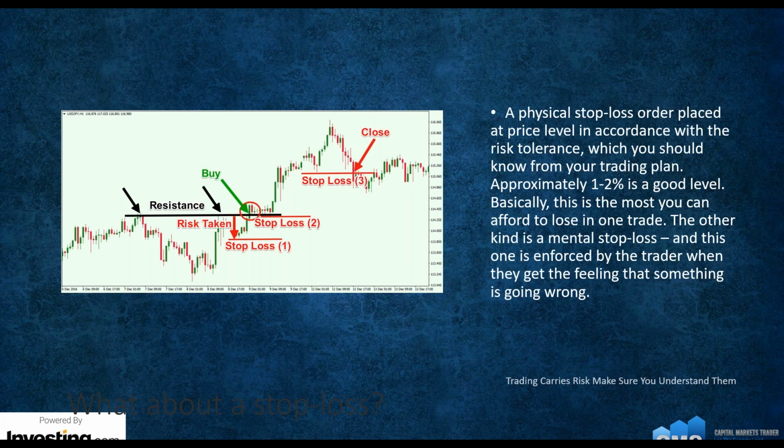Okay. Every trade should have a physical stop loss placed. Yes, you can leave the markets when you have a gut feeling that something isn't going right. We said that earlier. Don't chase them. If the market isn't doing exactly what you thought it was going to do, just close the trade.